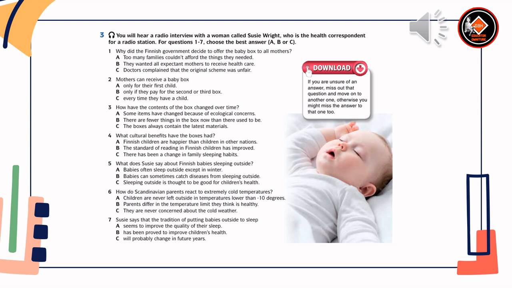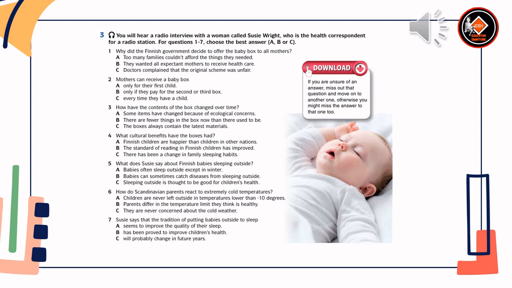But in 1949, the government decided to extend the scheme to all mothers. In those days in Finland, a high number of babies were dying, so the government had a clever idea. It said that mothers could only receive the box if they went to see their doctor in the first 3 months of pregnancy. This made sure that the health and welfare of all mothers was checked, and, as a result, the number of infant deaths dropped.